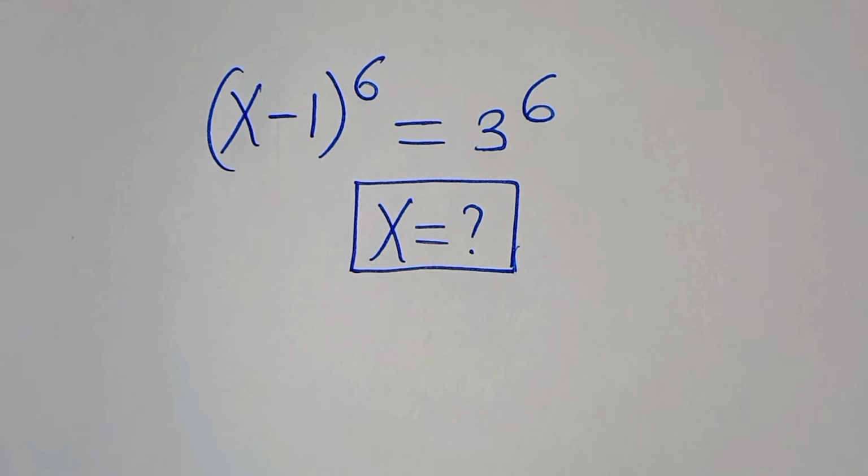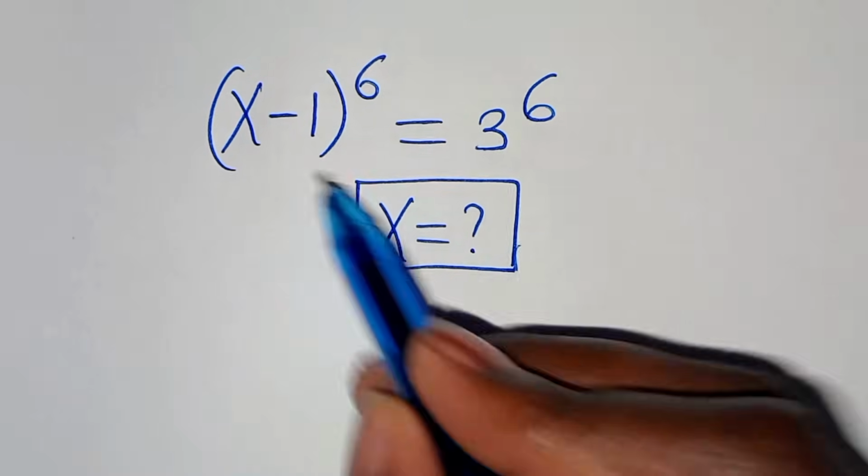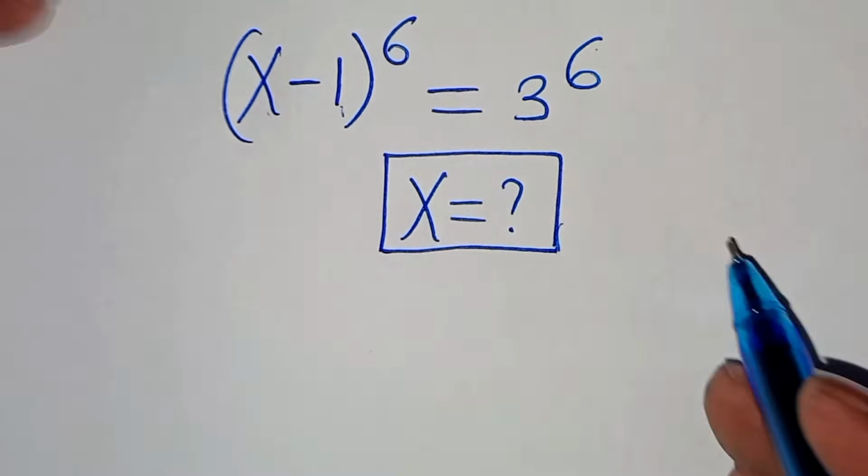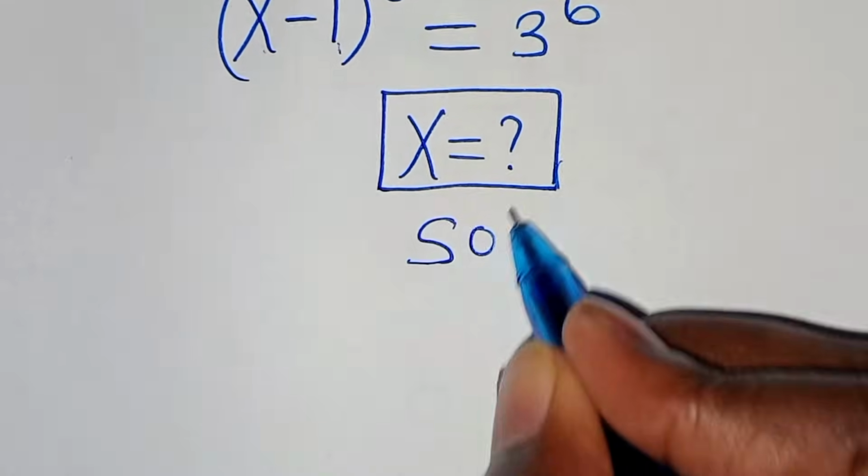Hello everyone, you're welcome to solve this nice algebra problem, which is (x - 1)^6 = 3^6. What are the values of x? Now let's provide a solution from here.